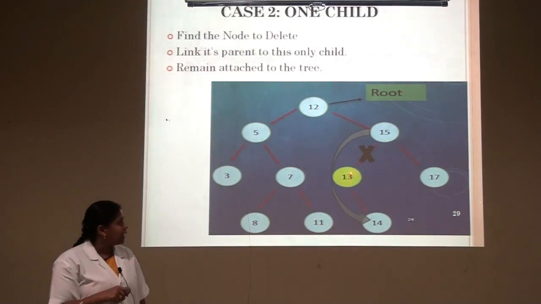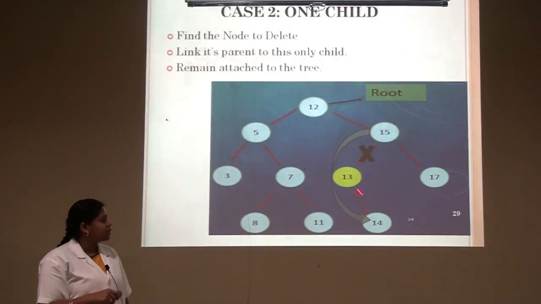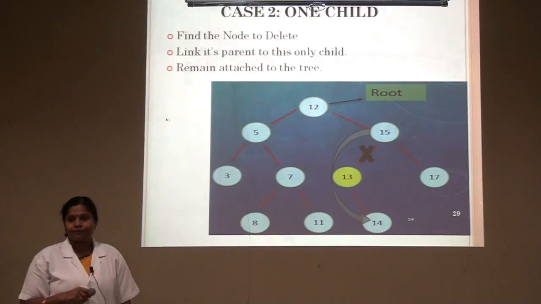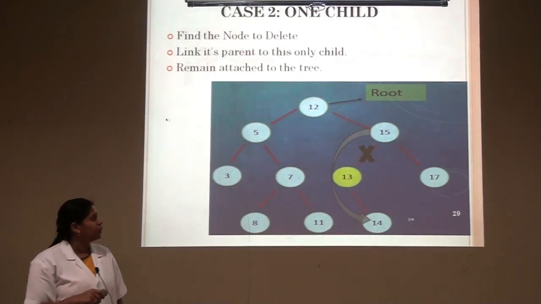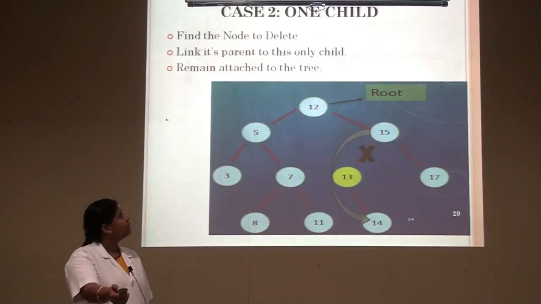So 13's parent node is 15. So simply we are going to cut down this edge, this link. We are going to delete the node 13. So you make a link from 15 to 14. That is, link the child node of the node to be deleted to its parent node. This is the principle to be followed in deleting a node which has one child.